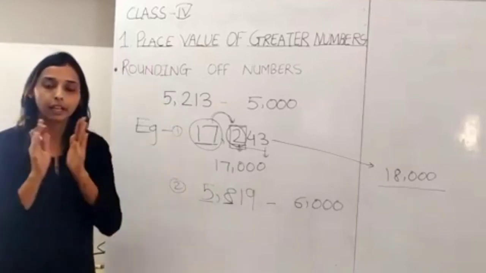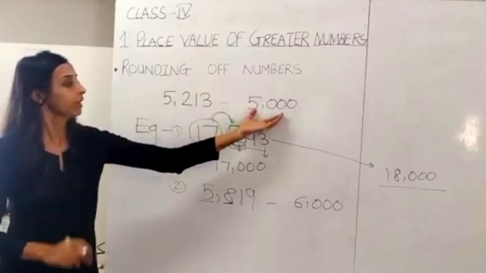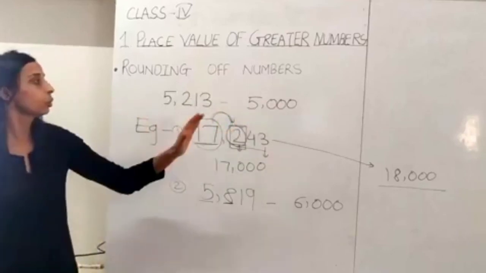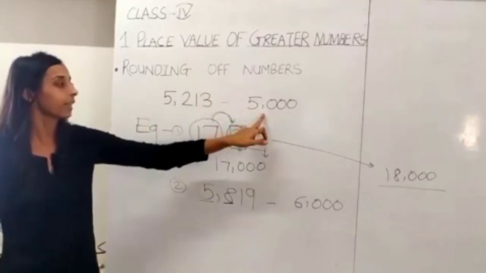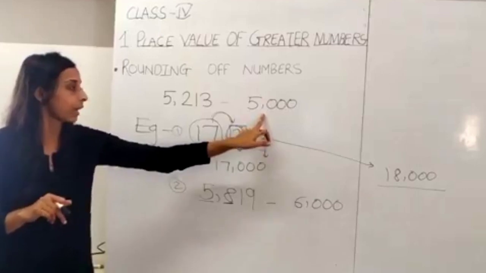In this way you can round off a number and give one fixed number which is easy to remember or recall. Basically we do this rounding of numbers so that we get an approximate value which is easy to remember or recall. That's why this is done.